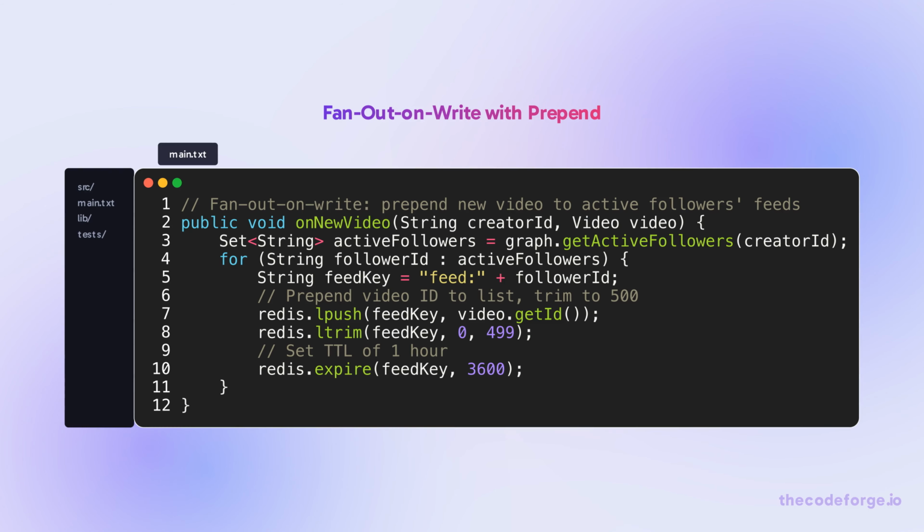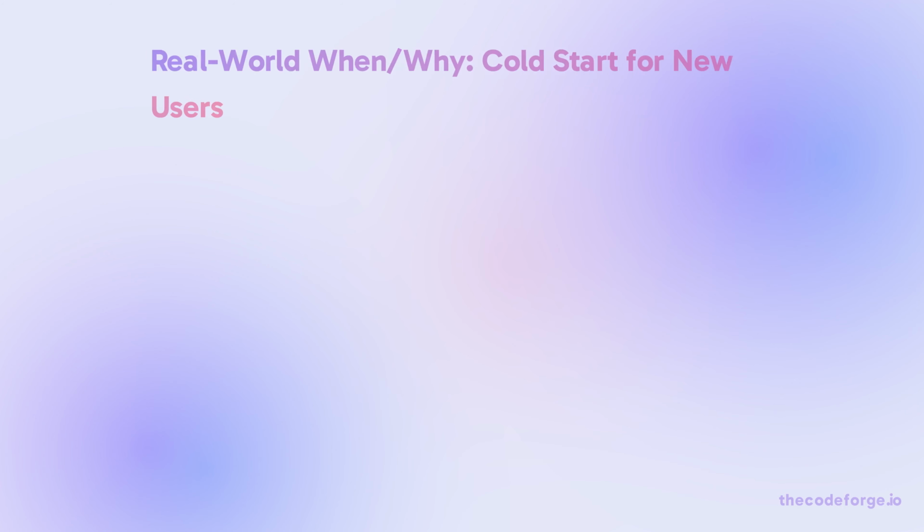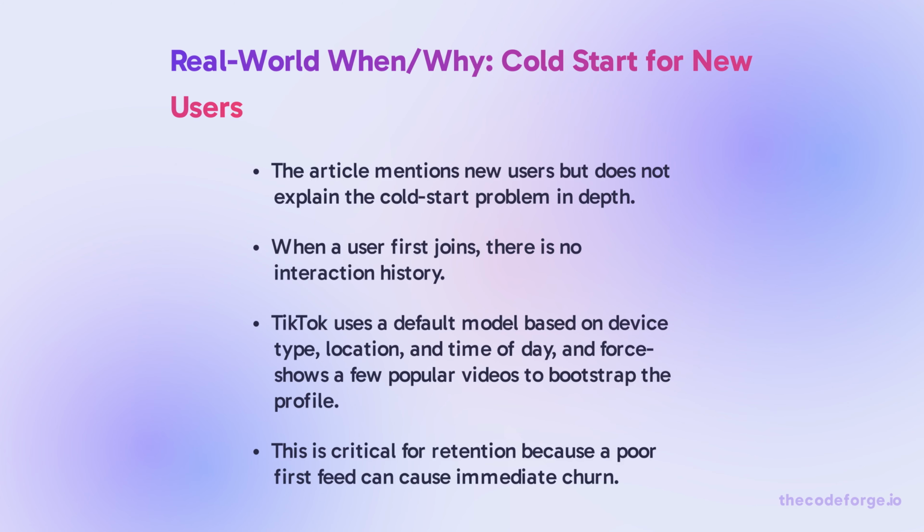The article mentions prepending to a pre-computed list, but does not show code. Here is a concrete implementation using a Redis list to prepend the new video to each active follower's feed, capped at 500 entries.